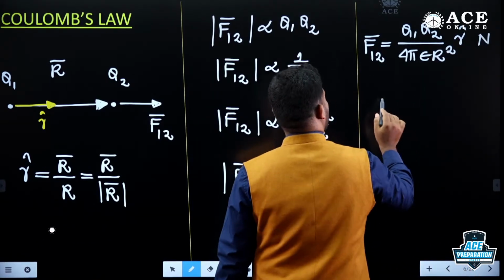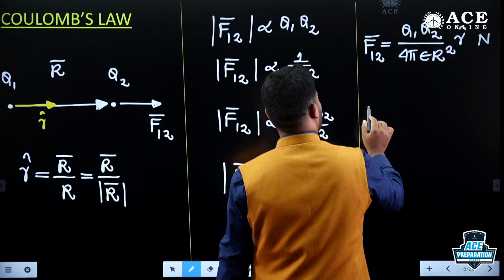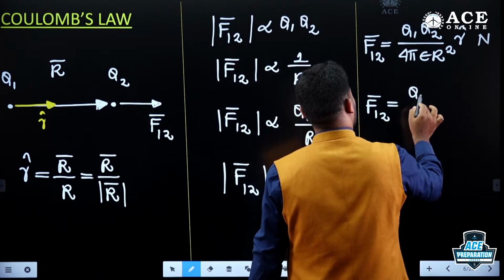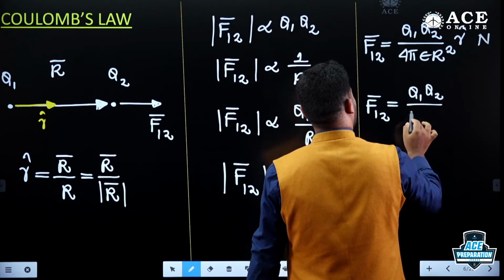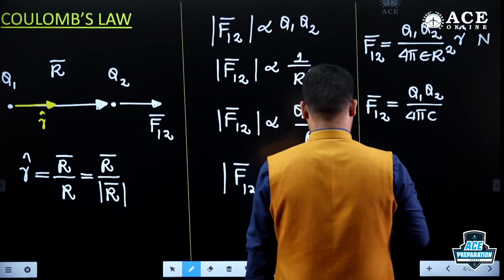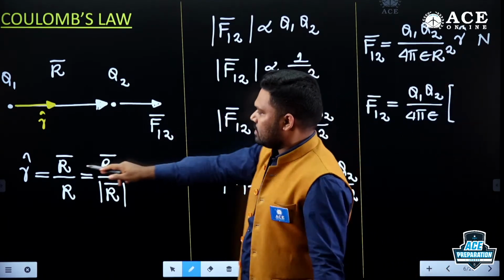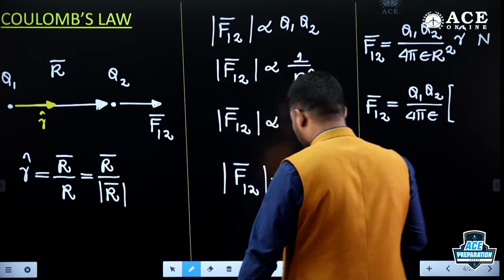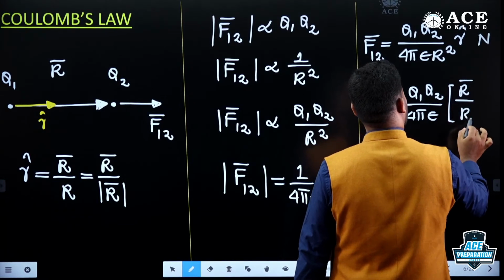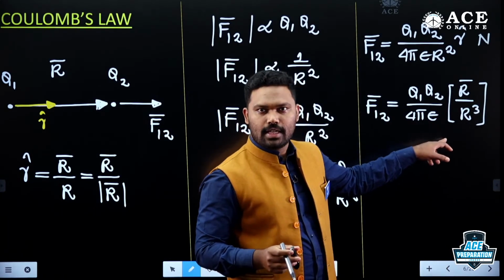For our mathematical convenience, in the place of the unit vector, you can substitute the vector by its magnitude. So F12 is equal to Q1, Q2 divided by 4 pi epsilon. If I substitute the vector by its magnitude in place of the unit vector, this will give rise to vector by its magnitude cube. Remember, it is only for mathematical convenience.